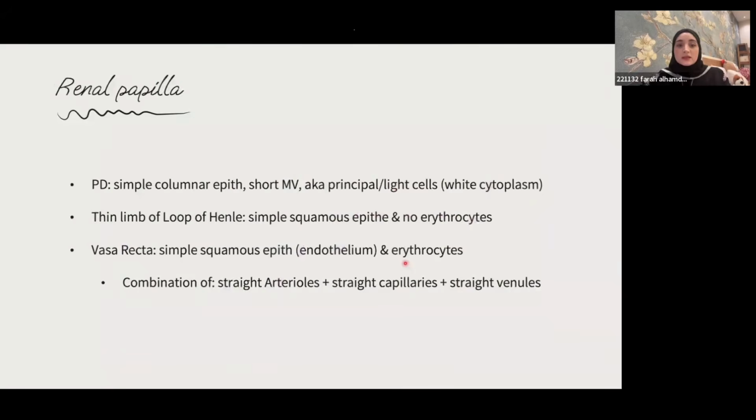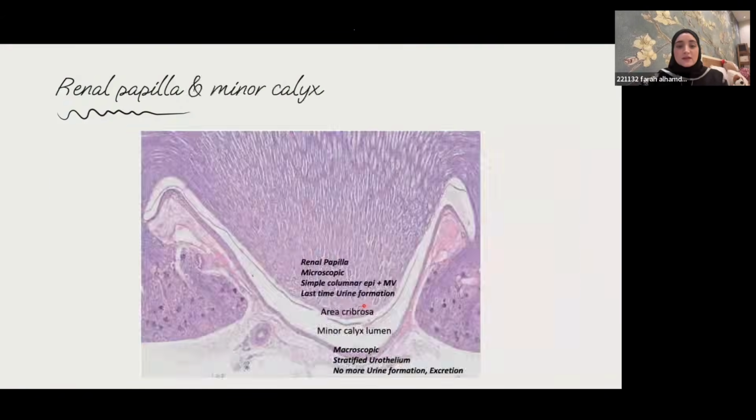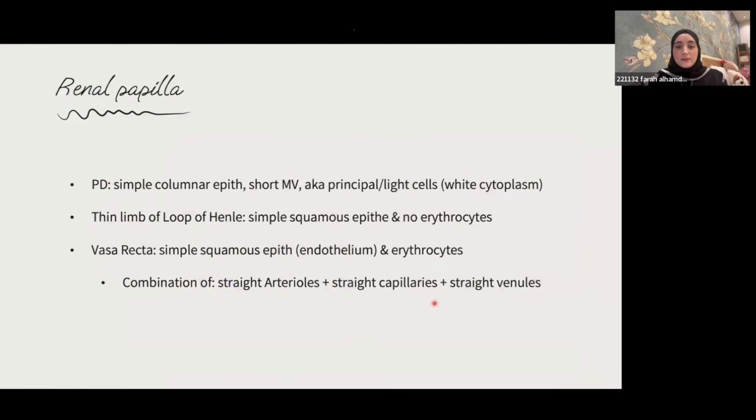So the renal papilla is simple columnar epithelium, short microvilli with the principal and the light cells. They have completely white cytoplasm. And we have the thin loops of Henle that I mentioned earlier. We saw them as H. And then we have the vasa recta.